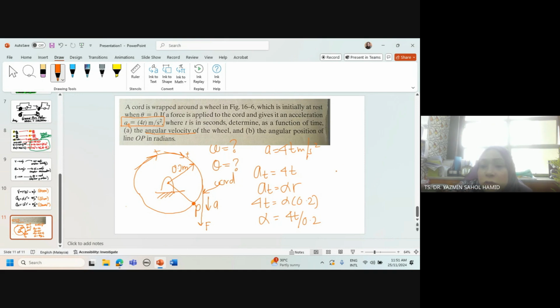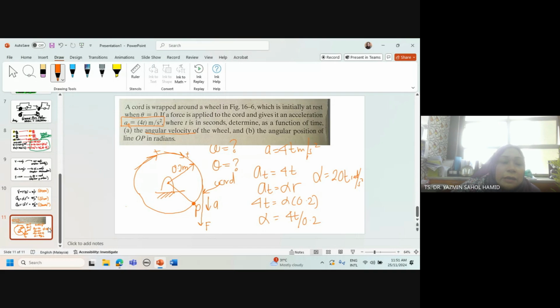20T. So maksudnya kat sini, alpha sama dengan 20T. Okay. So alpha sama dengan 20T, unit dia apa? Radian per second squared. Okay. So daripada alpha ni macam mana kita nak dapat omega?